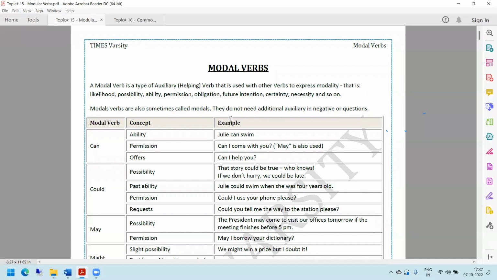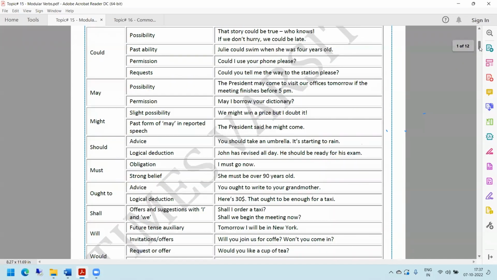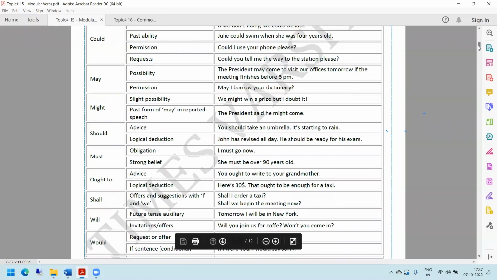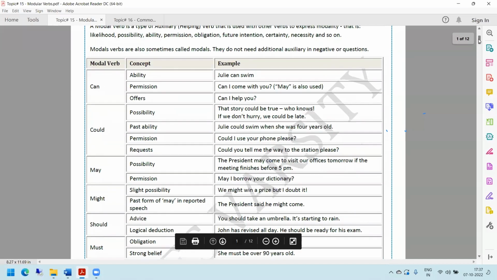Now, here I have listed modal verbs like can, could, may, might, should, must, ought, shall, will, would. So these are modal verbs. Let's use this one, can. This modal verb is used to express ability, permission, offers. Example, by using modal verb can.